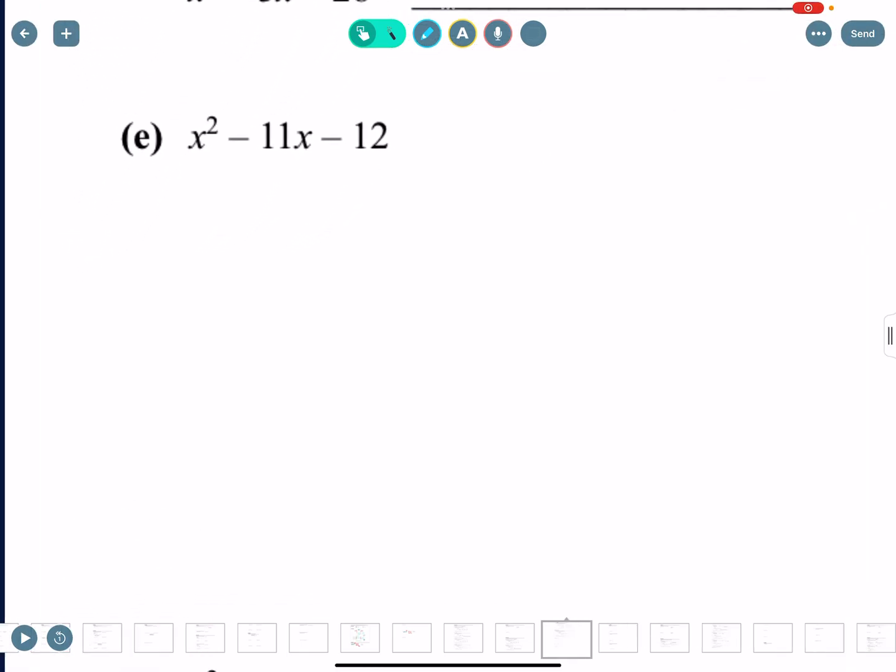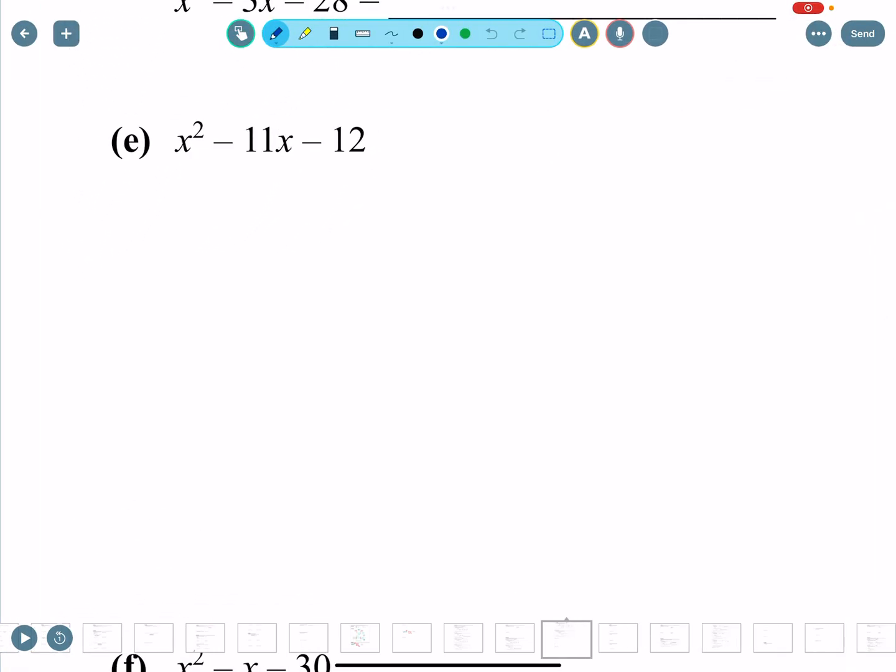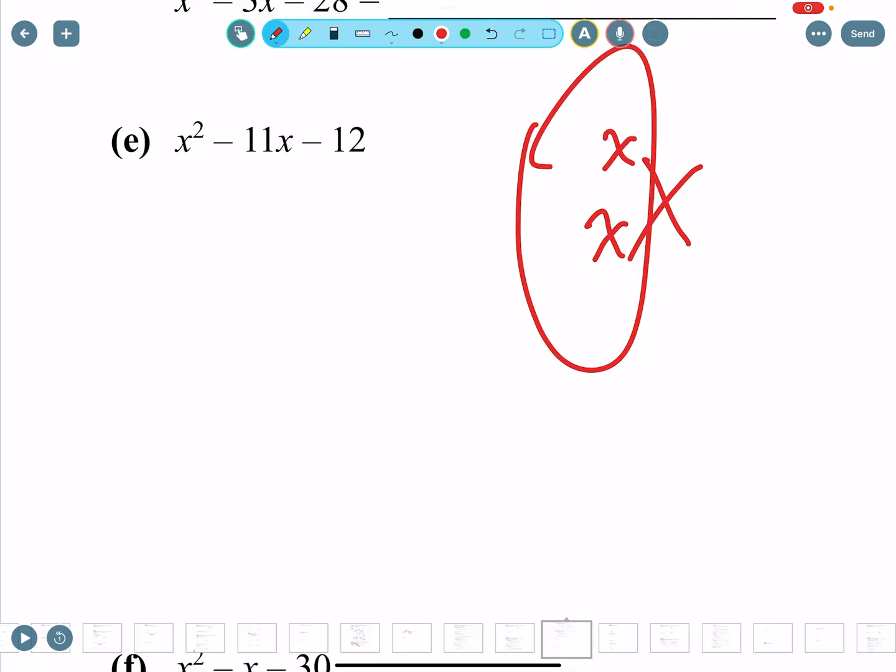Okay, I'll try a different question. So now we have a negative 12 here instead of positive 12. This one is still x times x, so simply just write xx. It's actually easier for us because we don't really have to consider this anymore. It's just simply xx. So it's simpler than the most difficult question, I would say.